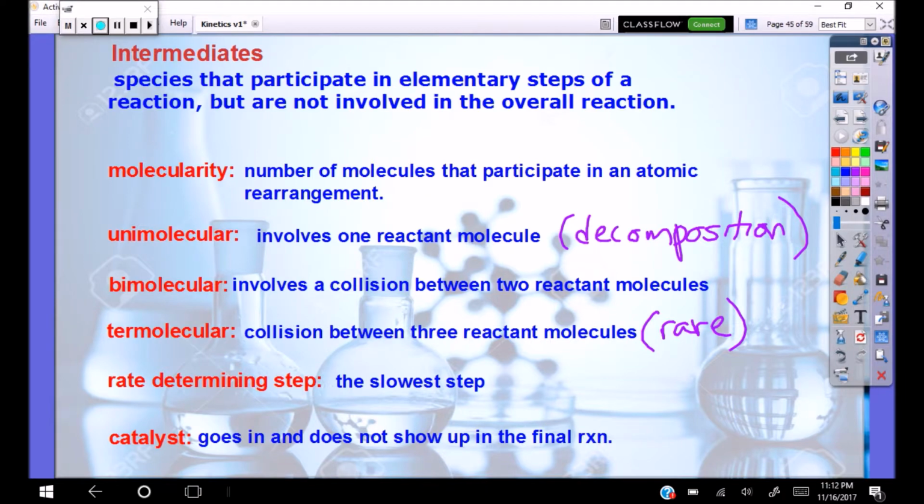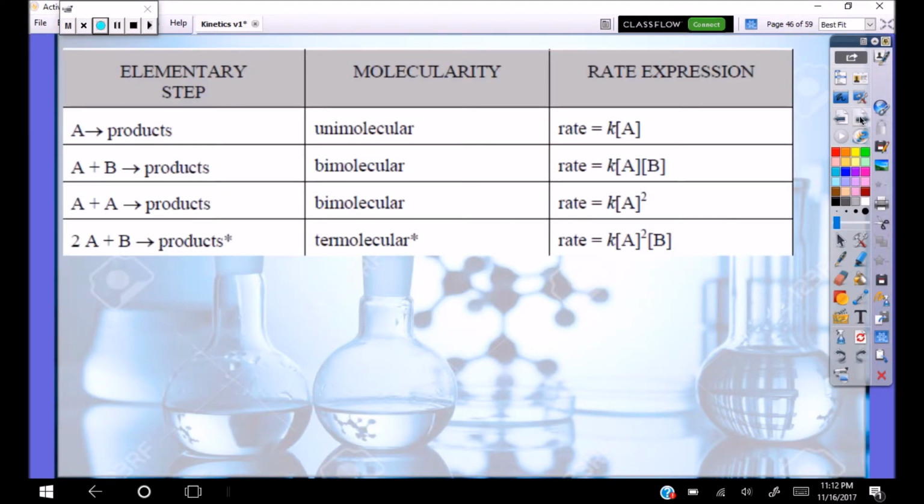Okay, so let's do an example. Oh, nope, not an example yet. Sorry. It's coming soon.